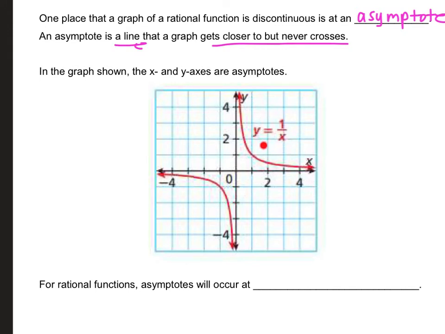Here's our inverse variation, y equals k over x, 1 over x. Remember how we drew those lines and we just never touched the x and y axis? That's because we have a horizontal asymptote right here, and we have a vertical asymptote right here. Maybe pink wasn't the best color. And you can tell that our curves will never touch those asymptotes. For rational functions, asymptotes will occur at the excluded values, which we said above, but now we're going to say it again.